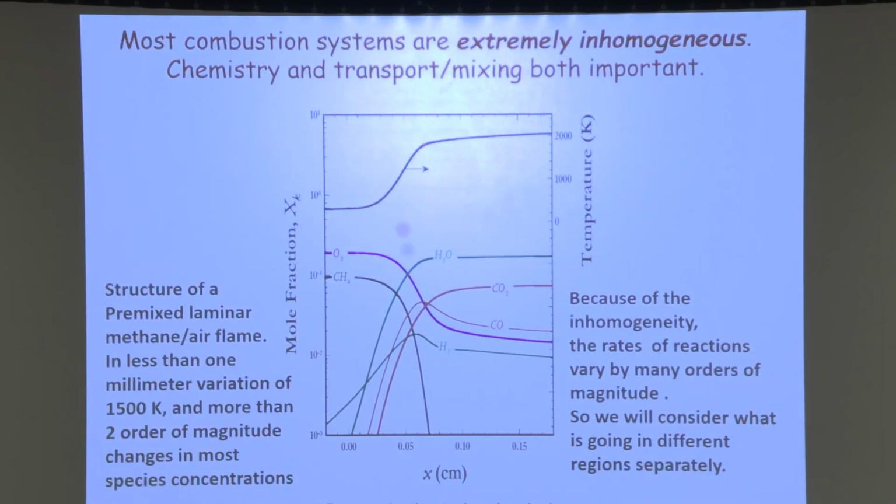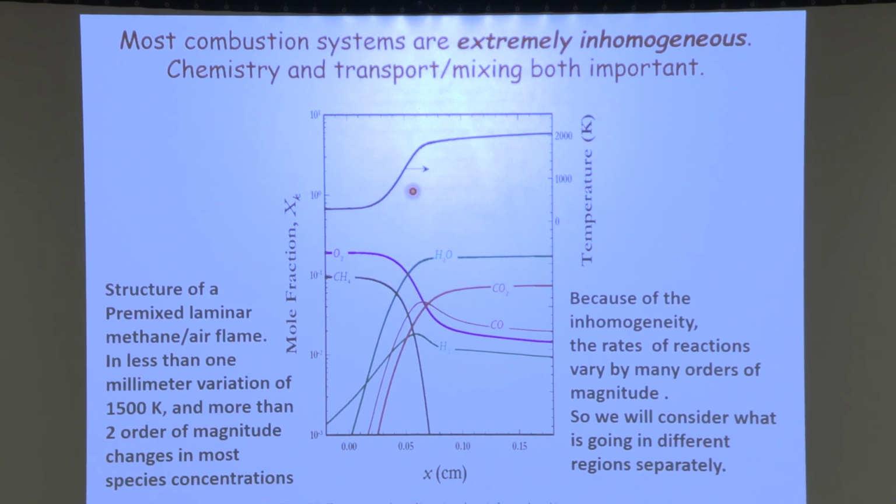Let's go back and look at the picture. Here's the unburned mixture, here's the burned mixture. The heat is diffusing frontwards, or conducting frontwards, into the unburned mixture. And also you have radicals like H atoms that are also diffusing forwards into the unburned mixture.